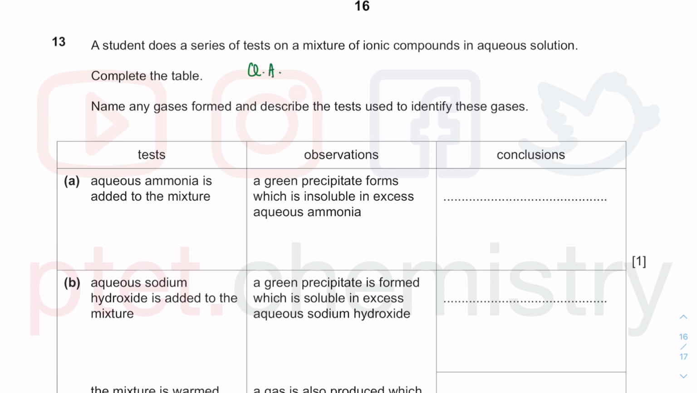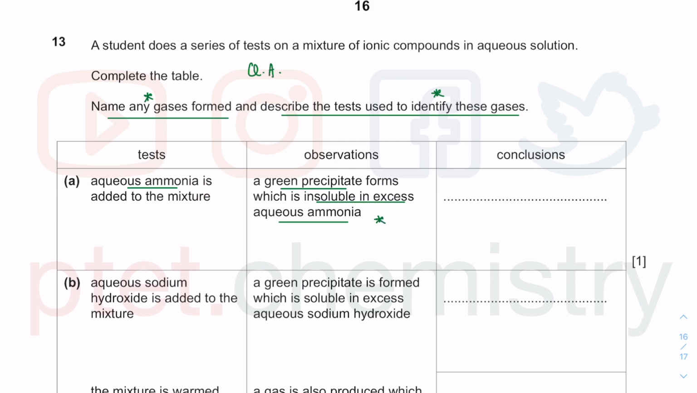In terms of any gases that you are forming, you need to name it. It's part of your conclusions. And before you name it, you need to identify it. So you need to know the test, the positive result, and therefore what gas is formed. In this first test, we have aqueous ammonia. This is very similar to the tests with sodium hydroxide, the tests for cations. We get a green precipitate. This is insoluble in excess aqueous ammonia.